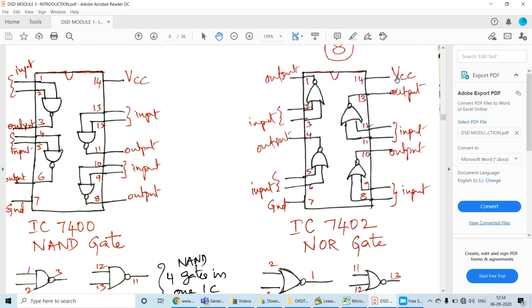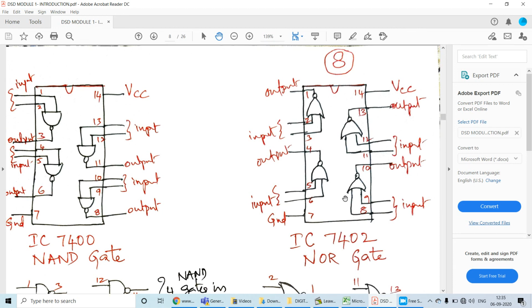The NOR gate is quite opposite. I hope if you see this particular diagram itself you will understand. In the NOR gate, 1 is the output and 2, 3 are the inputs. 4 is the output and 5, 6 are the inputs. So the NOR gate is quite different. Its numbering is different compared to any other IC's numbering. Keep this in mind. NOR gate numbering is completely different compared to any other gates' numbering.